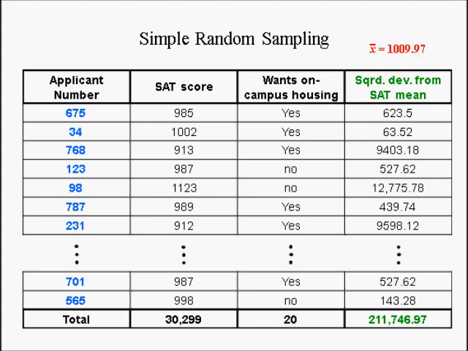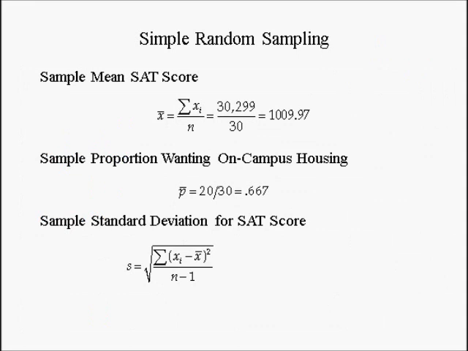The sum of the 30 square deviations from the sample mean equals 211,746.97. The sample standard deviation is equal to the square root of the sample variance, which is the sum of square deviations from the sample mean divided by the sample size minus 1. Because the size of the sample is 30, we divide by degrees of freedom, 29. The sum of the 30 square deviations from the sample mean is 211,746.97. The sample standard deviation is 85.45.